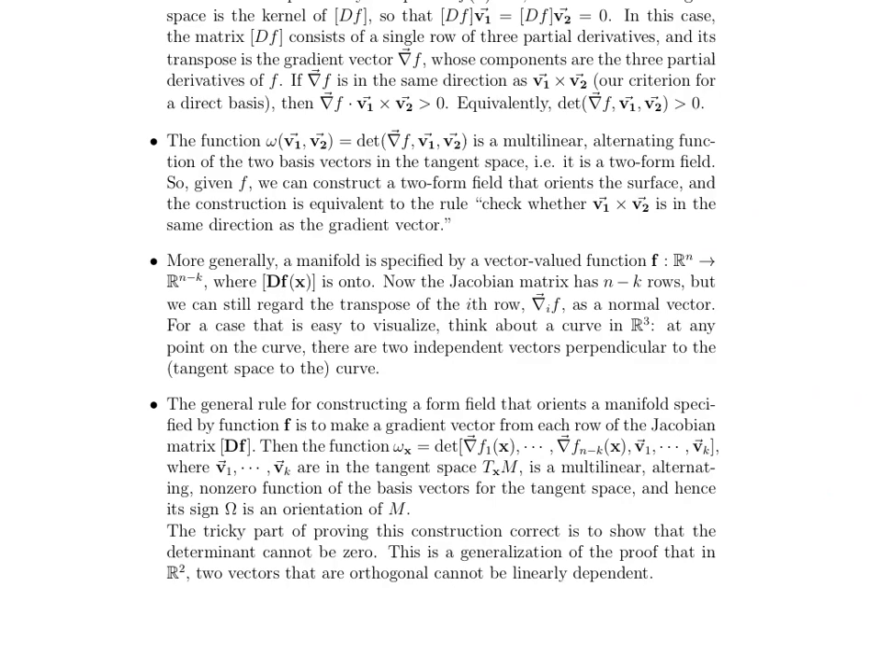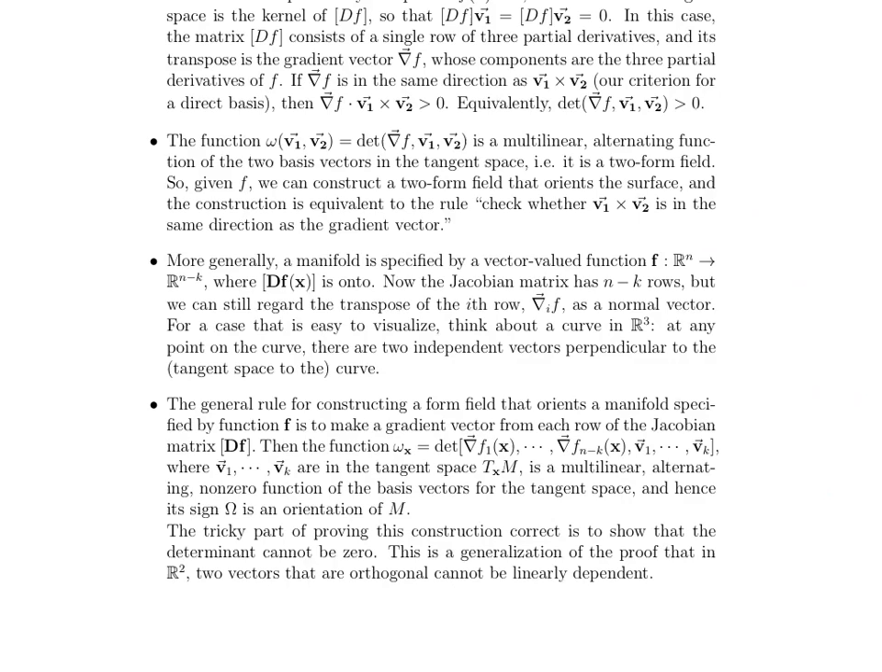Note that a manifold is specified by a vector-valued function f, where df is onto. The Jacobian matrix has n minus k rows, but you can still regard the transpose of the ith row as a normal vector. You can think about a curve in R^3. At any point on the curve, there are two independent vectors perpendicular to the tangent space to the curve.